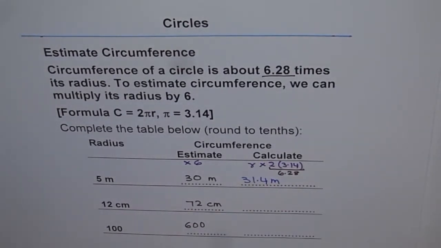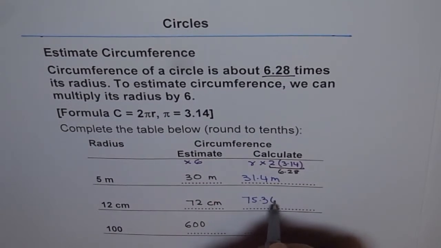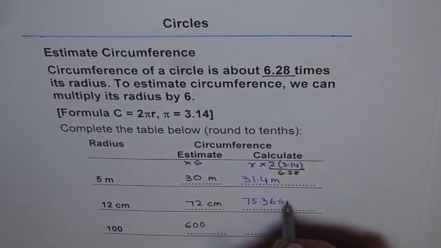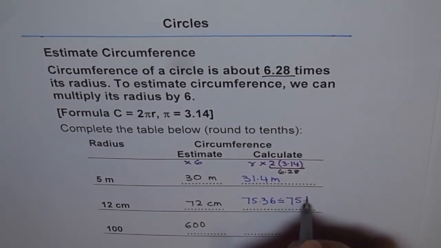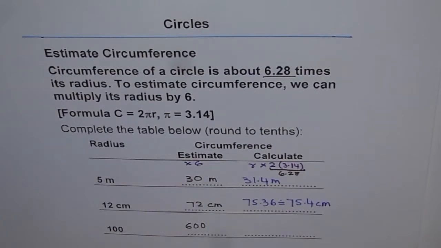Now we'll do 12 times 6.28, and we get 75.36. Now let's round this to tenths. And when we round this to tenths, we get 75.4 centimeters, correct? So that is our calculation.